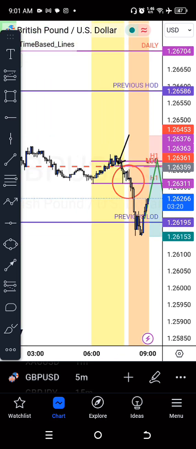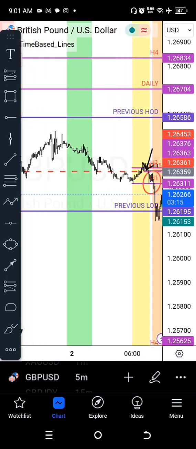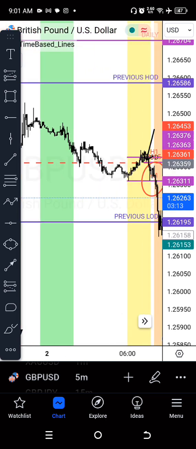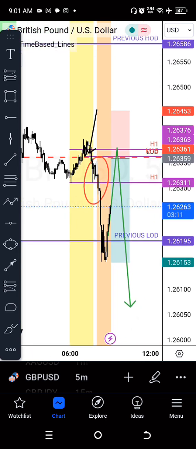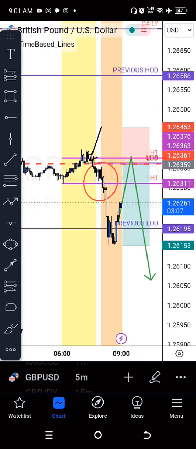But if you look at it, the general trend has been very bearish. Remember, we've broken below the low of the day. So the market has been very bearish. We are looking to take a sell if it comes back to this area.